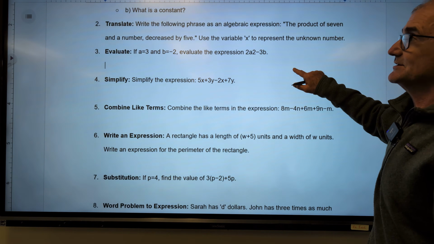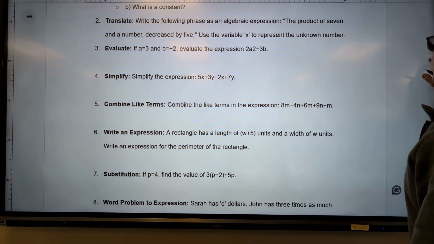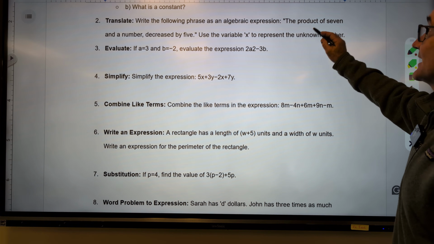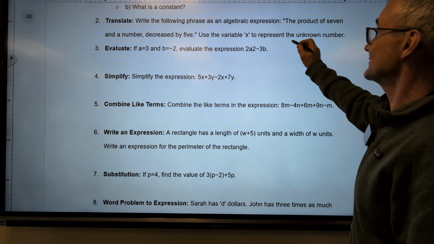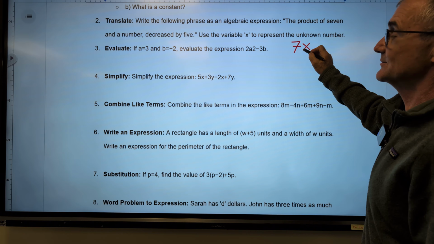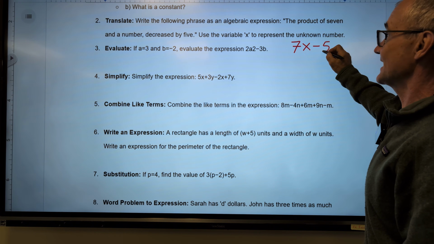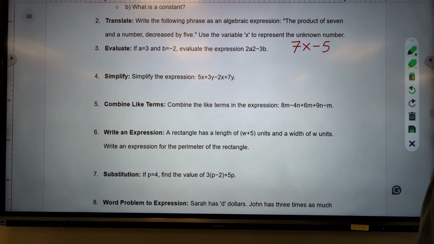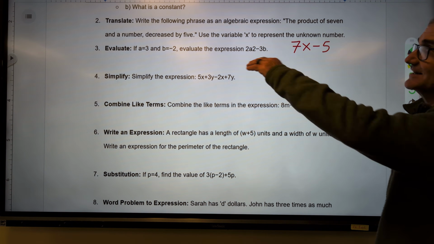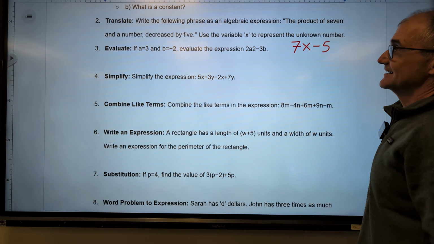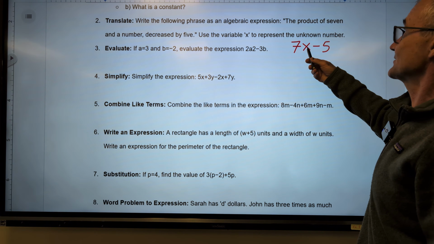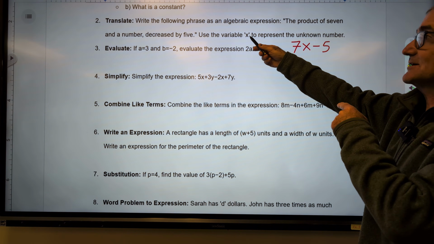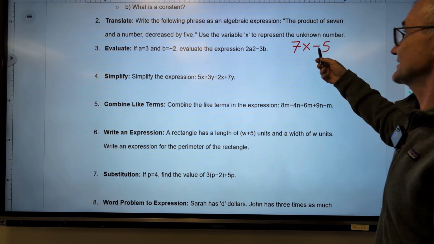Okay, problem number 2, translate the following phrase to an algebraic expression. The product, that means multiply, of 7 and a number, decreased by 5. Use the variable x to represent the unknown. It's kind of tricky, turning that into that. Let me double check it. The product, meaning multiply, of 7 and a number, here it tells you, I don't know what it is, so let's call it x, decreased by 5. So that's it.